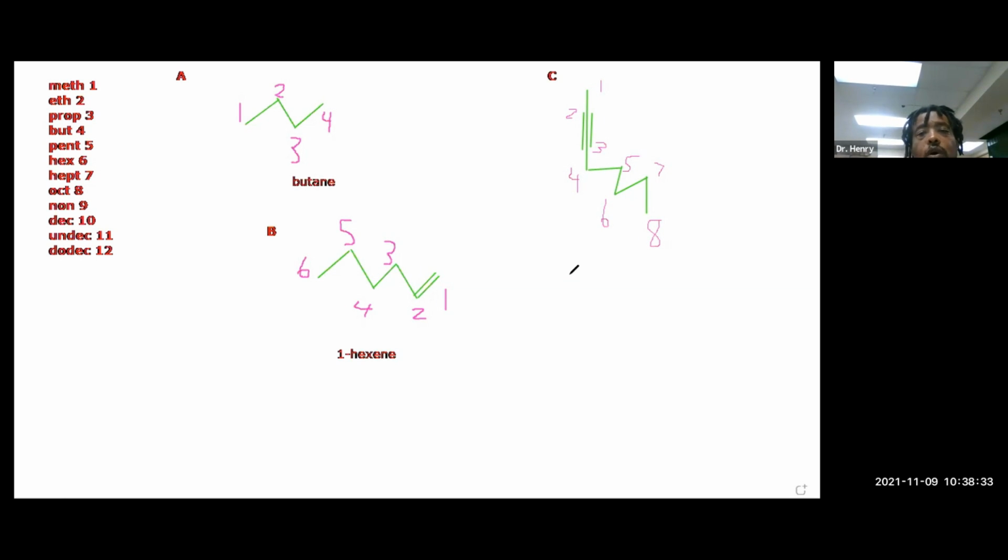Okay. So what will be the prefix? Oct. Okay. And then the suffix? Y and E. Okay. And where is that triple bond starting at? 1 and 3. Are you sure? Because here, this is a single bond here. 2. Yeah, the triple bond is a little harder to see because of how it's drawn. So we call this guy 2-octyne. So how's that going? You got it? Sort of.